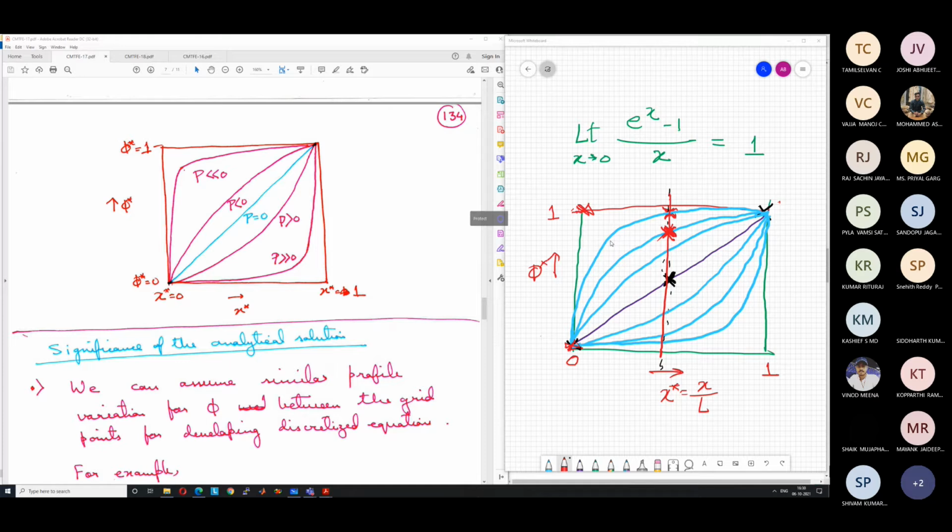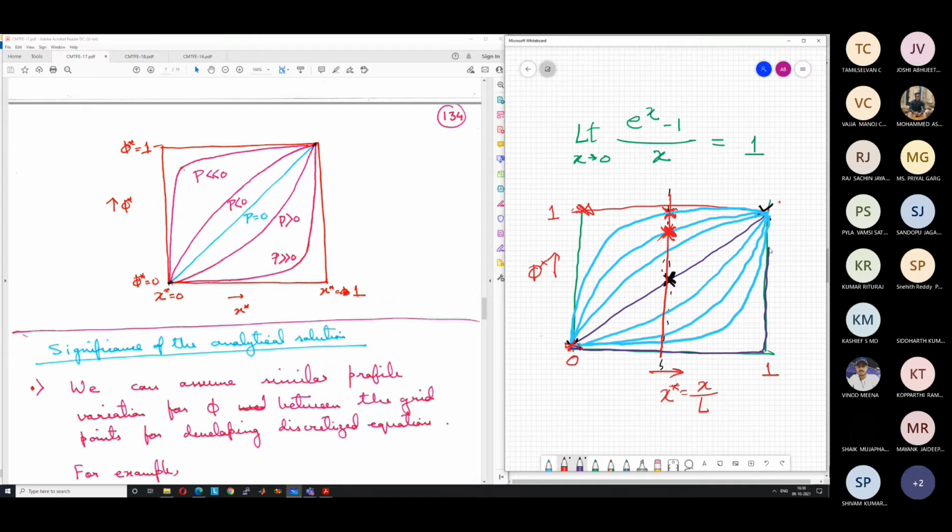What about the upwind scheme? What did we assume for the upwind scheme? We had assumed this value. So we had assumed that if the flow is coming from this direction, this should be the value.